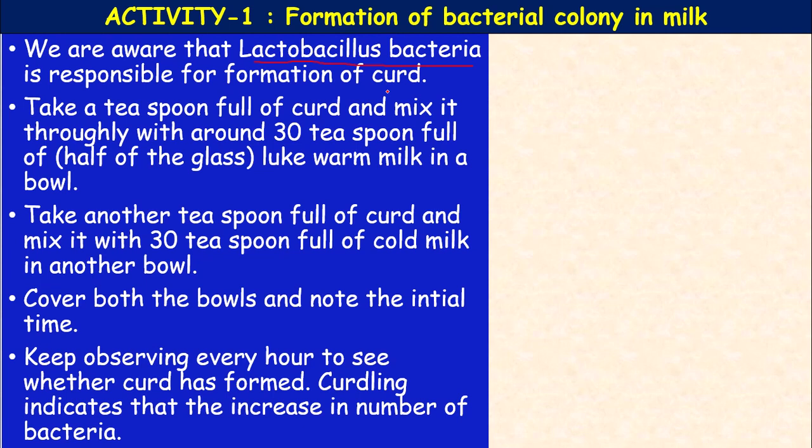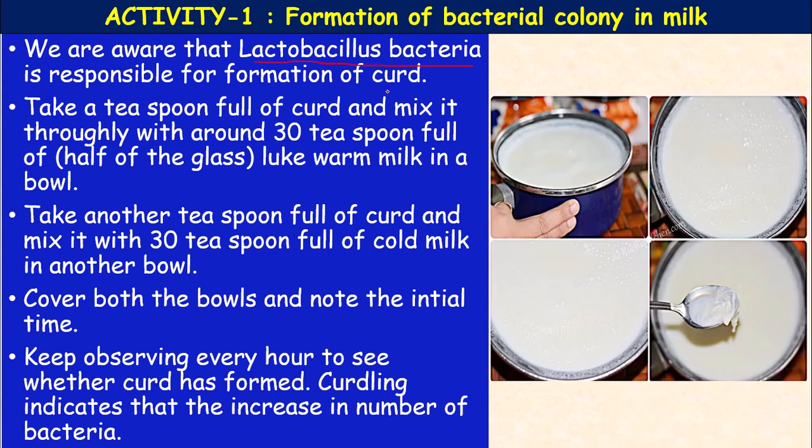Here we are providing the two conditions. Condition 1 is lukewarm milk. Condition 2, observation 2, is cold milk, meaning here we are showing the temperature variation. Equal amount of curd we are adding to equal quantity of milk, and our aim is to observe the curdling of milk, in which bowl, the bowl with warm milk or the bowl with cold milk.